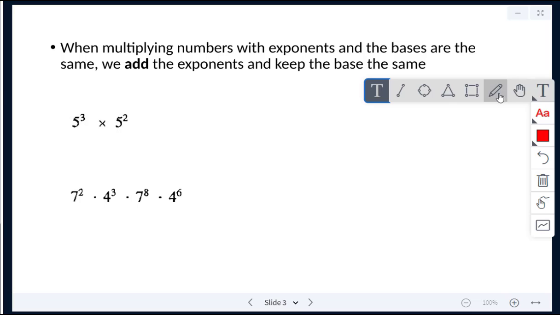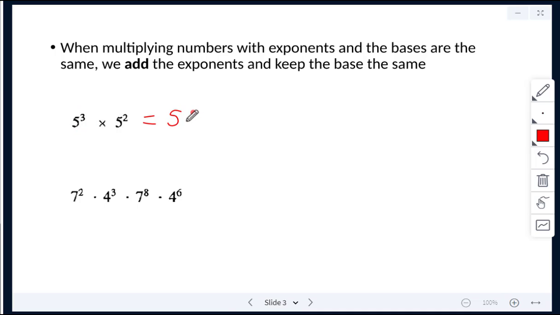a factored form. So if I was writing this out in factored form, 5 to the power of 3 would become 5 times 5 times 5, right? Because 5 to the power of 3 means 5 times 5 times 5. And then we have 5 to the power of 2. So we have times 5 times 5. All right, so what that becomes now is if you count all these 5s, the bases, 1, 2, 3, 4, 5. So it becomes 5 to the power of 5.